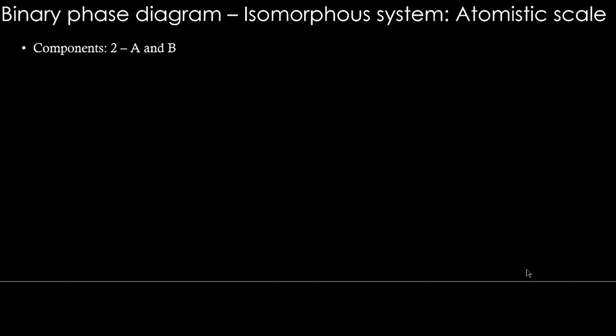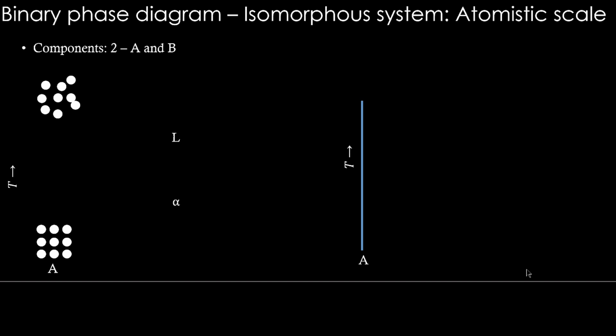Let's understand it from the atomistic scale, which is a better way to understand the diagram. Let's start with pure A. This is a pure A atom sitting in some crystal structure. Let's call it alpha. And when the temperature increases, it becomes liquid, so there is no crystal structure there. So let's start the phase diagram with pure A and temperature. It's going to be one phase alpha till some temperature, and beyond a certain temperature it's going to become liquid.